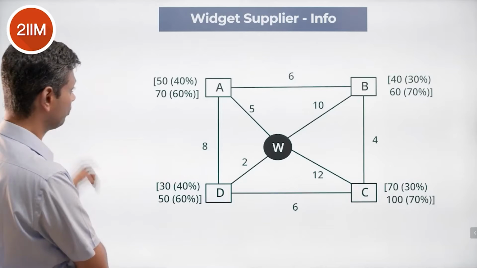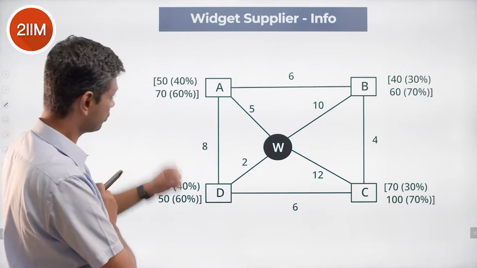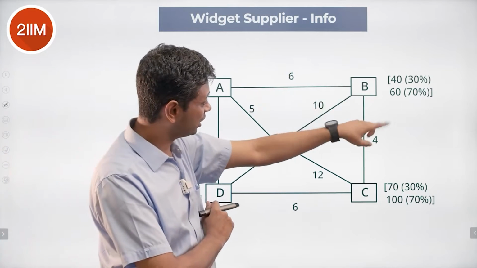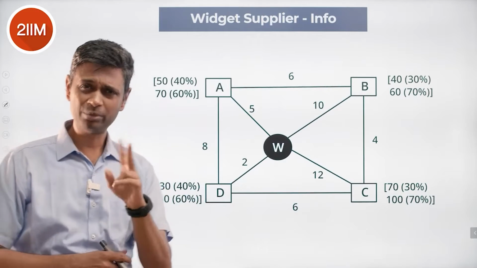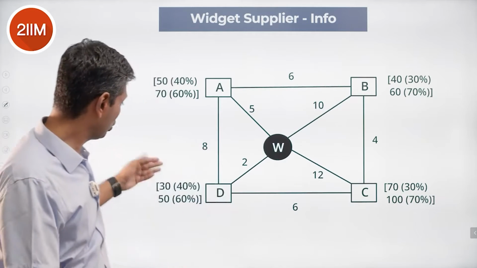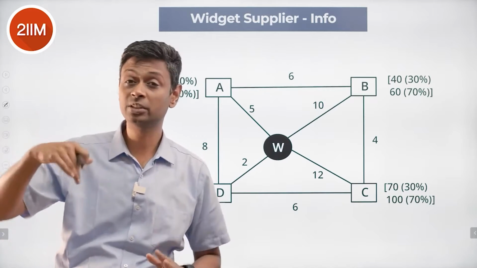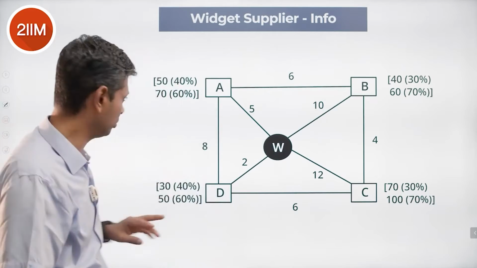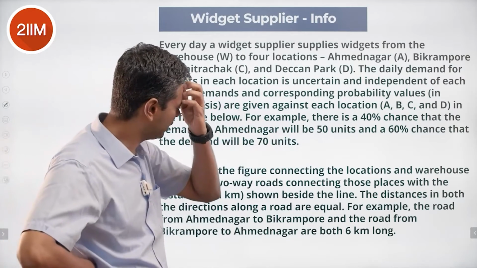Let me look at the figure below. Okay, 40% chance this is 50, 60% chance of 70, 30% chance of 40, 70% chance of 60, 30% chance of 70. Nice. So only 2 possibilities, not multiple. And 2 probabilities add up to 100. There's no 1 minus this being something else. Rather simple, 2 possibilities only. For example, there's a 40% chance of this and a 60% chance of that.